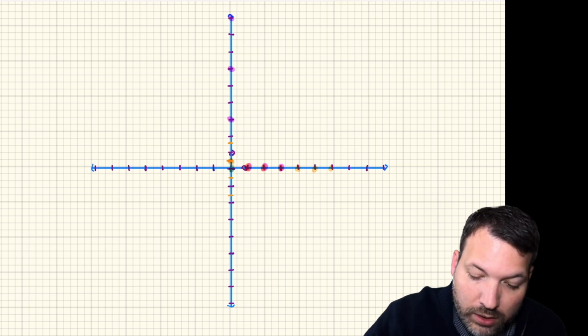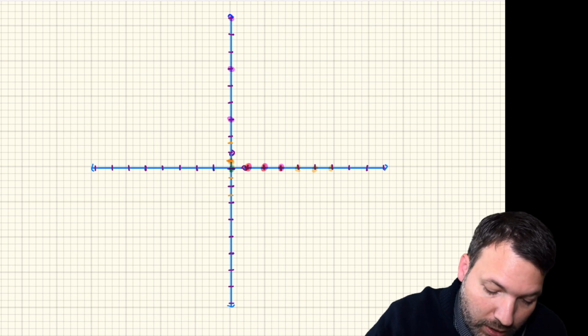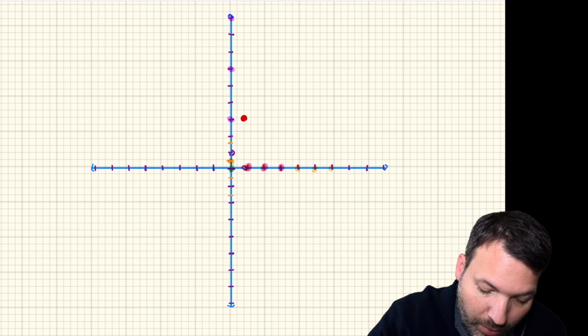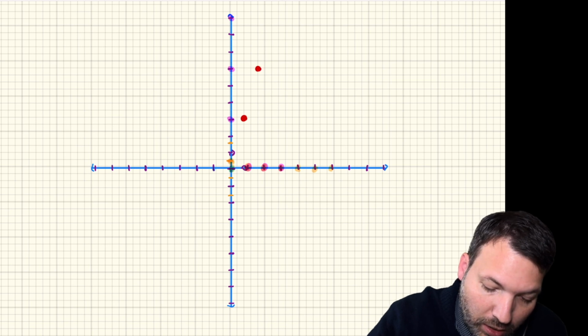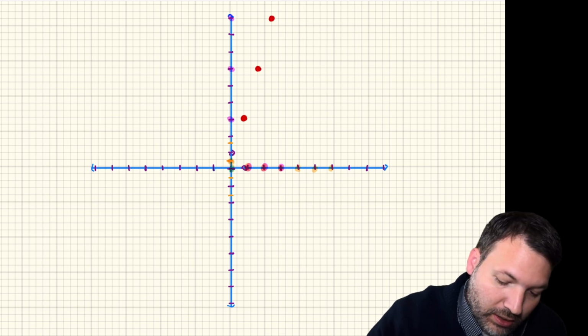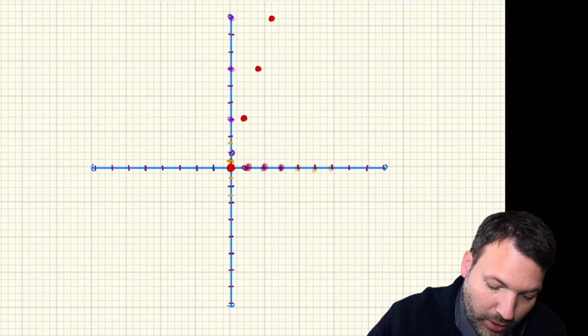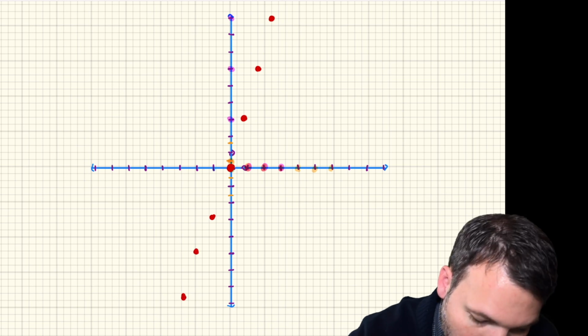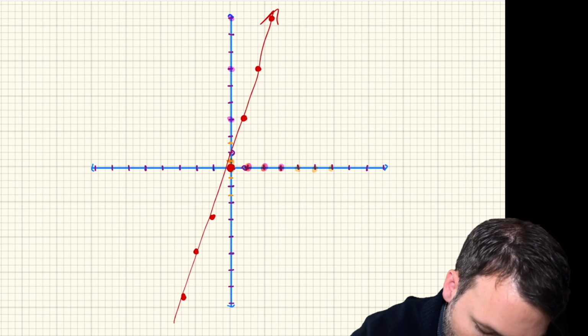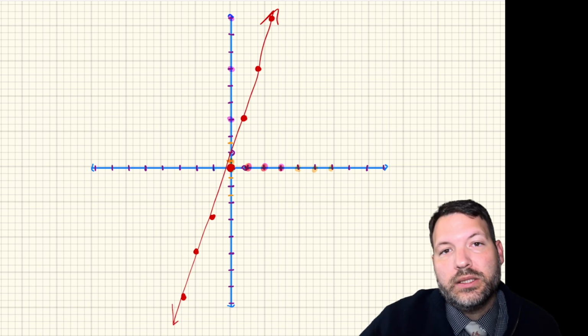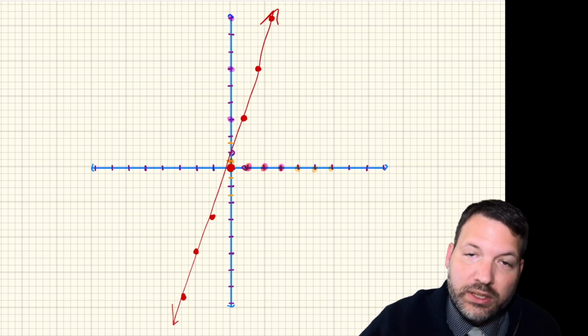So that means that we want 1 to map onto 3 now, which would be somewhere around there. 2 should map onto 6. 3 should map onto 9. Things like, of course, 0 maps onto 0. -1 maps onto -3, -2 onto -6, and so on. And so I get a different relationship now.